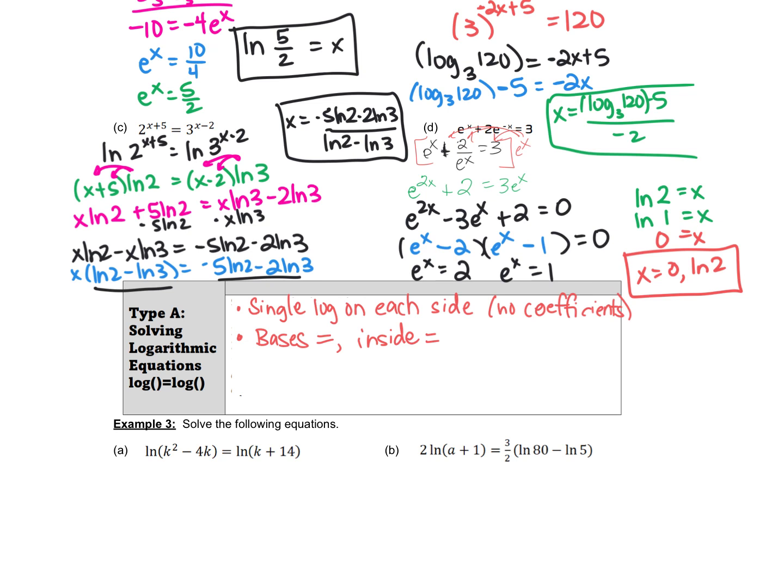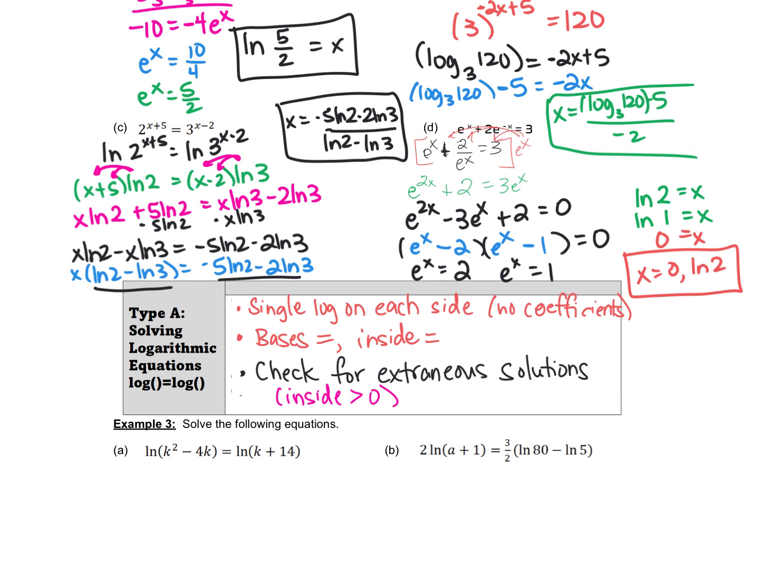Now, log equations are different in one respect. The stuff inside of a logarithm is very specific. It has to be positive. So we always have to check for extraneous solutions. That's not the end of the world. The inside stuff has to be greater than 0. We always plug it back into the original equation.